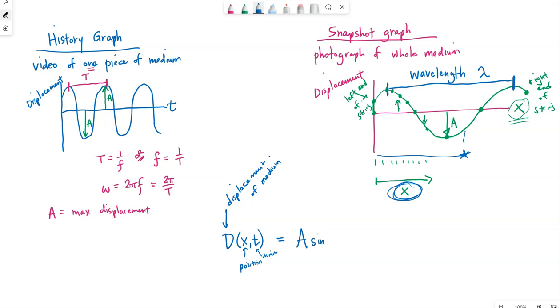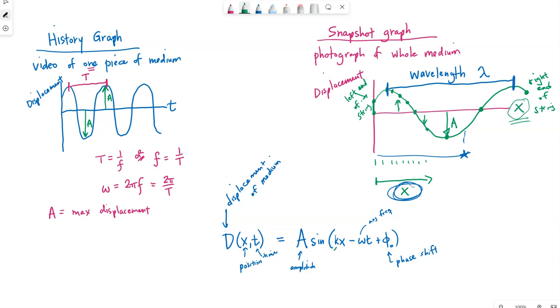Our author chooses to write this as a sine function generically. I don't know why sine here and cosine in oscillations, but again, sine and cosine are just different starting points, so we can account for that in our phase shift. So our equation still generically has a phase shift, reminding us to account for the initial conditions. A is still amplitude. Omega is still angular frequency.